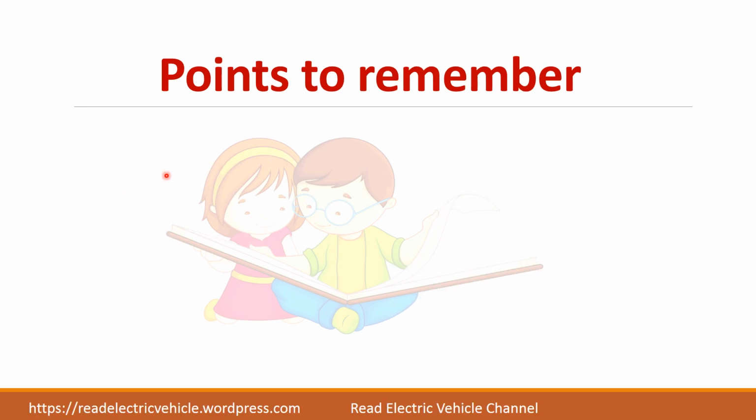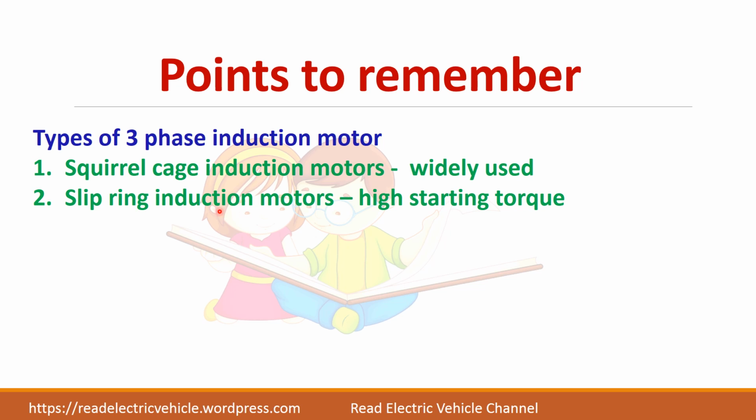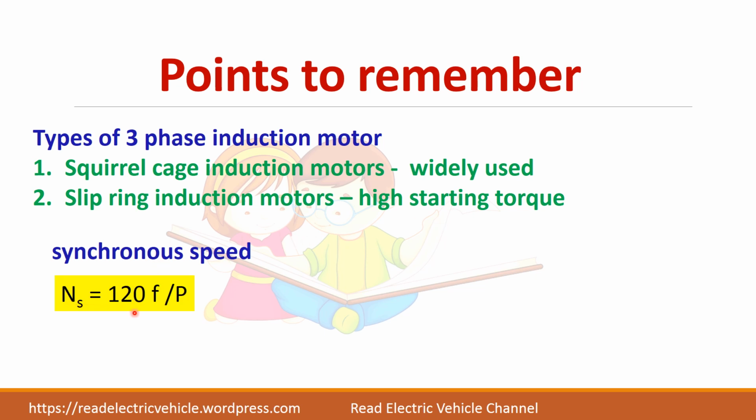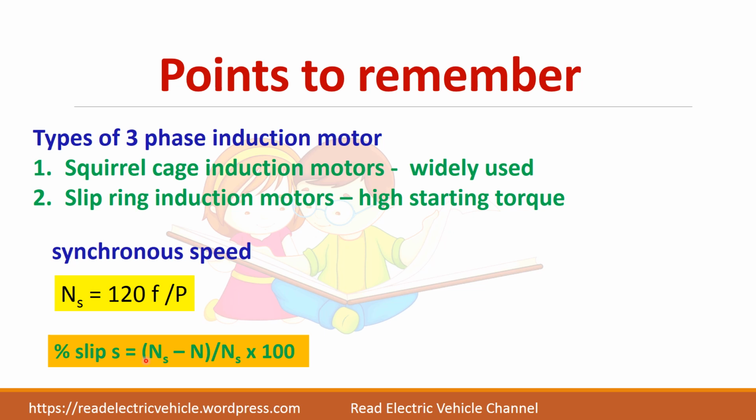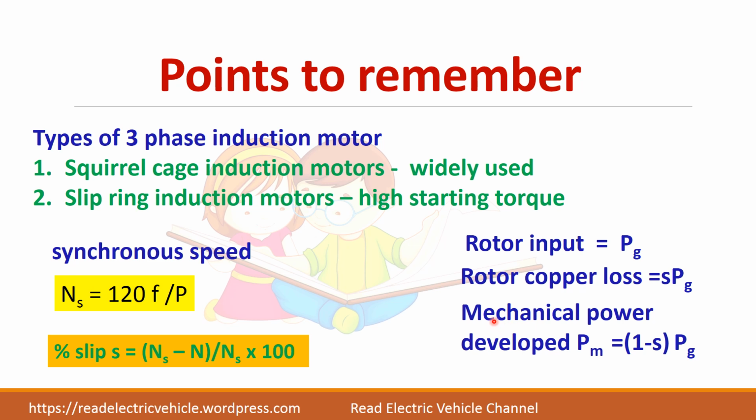So the points to remember here are, there are two types of three-phase induction motor: squirrel cage motor, which is widely used, and slip ring induction motor, which is preferred when you need high starting torque. And synchronous speed, we have Ns is equal to 120 f by P, f is the supply frequency and P is the number of poles. And slip is given by (Ns minus N) divided by Ns. And rotor input, if it is PG, S PG is the loss, and mechanical power will be equal to (1 minus S) times PG.